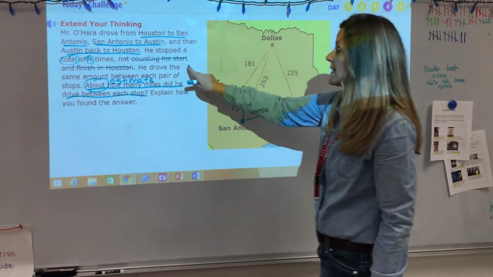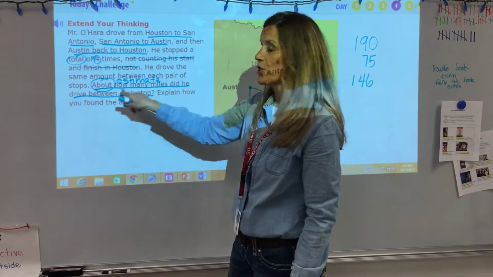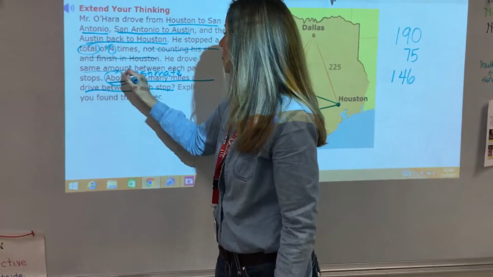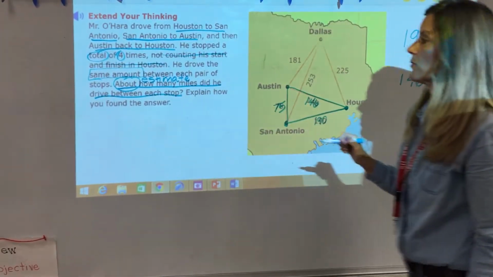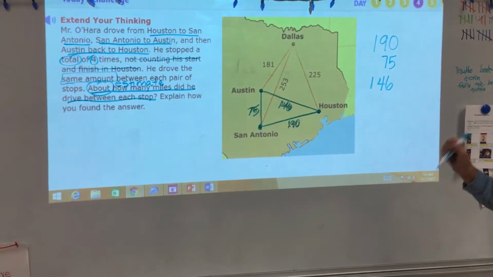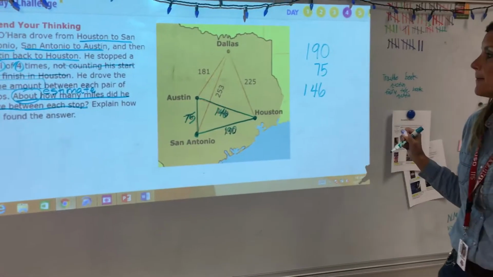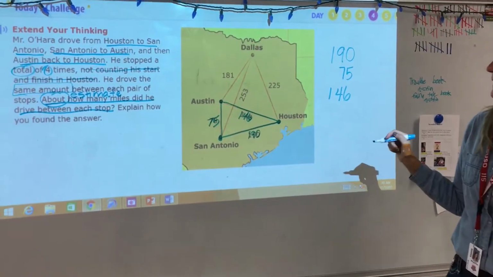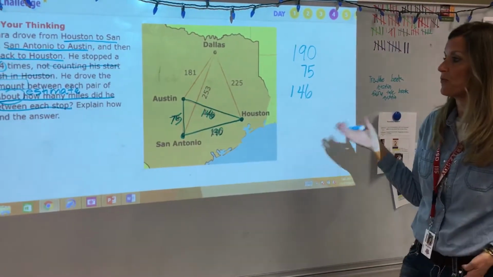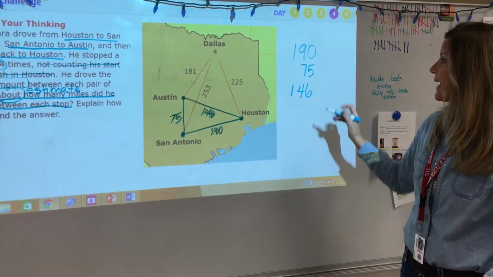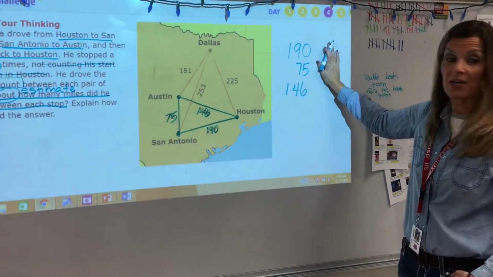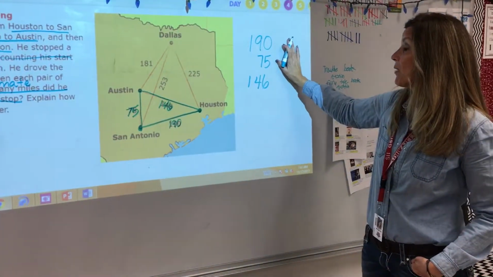So the next line, it says he drove the same amount between each pair of stops. Same amount. So right now you should be asking yourself another question. If he drove the same amount and he made 4 stops. So first of all, it's asking us to estimate. There's a couple ways you guys could do this. You guys know how to do this. There's a couple ways of thinking about this. One way is you could estimate your numbers here right now. And you guys could do your math talk on this. You guys could do your mental math and figure out what your operation would be.